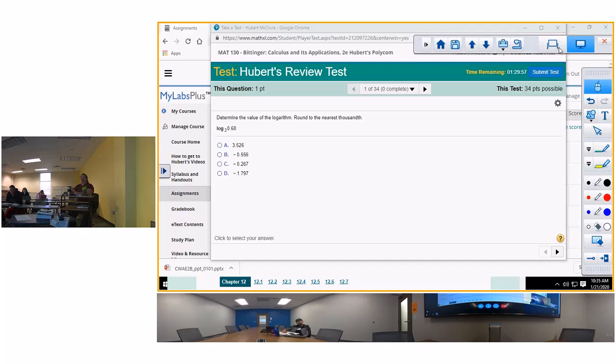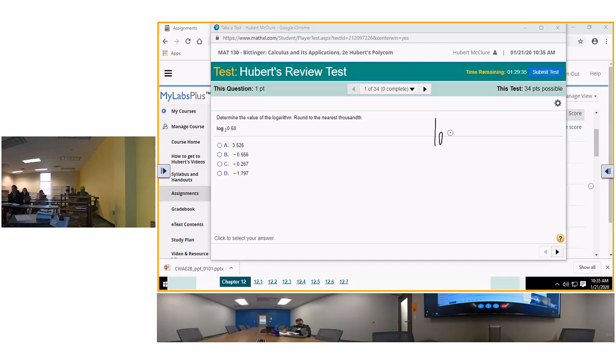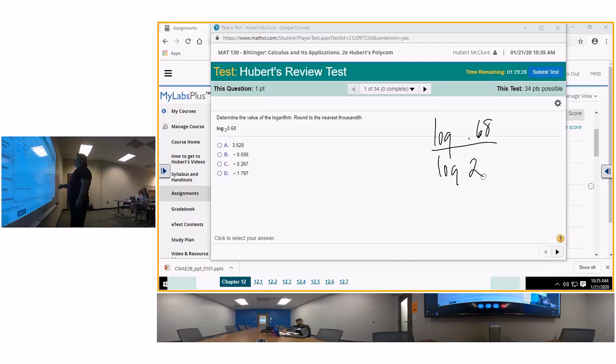Now, how do you do the log when it's a different base? You put it in the change of base formula. Now this is all review. You should know this, and I know my 109s know it. So here you type in log of 0.68 over the log of 2 and punch that in your calculator. Somebody tell me which one it is.